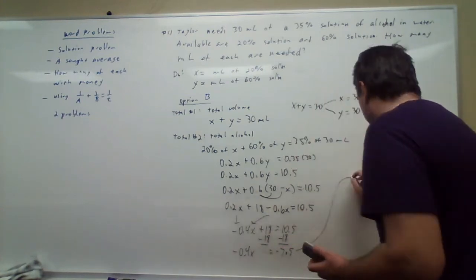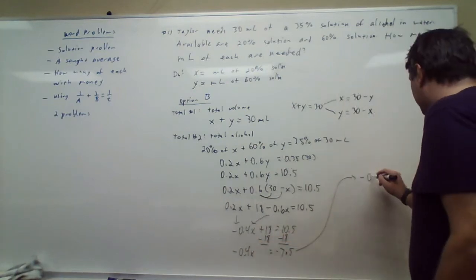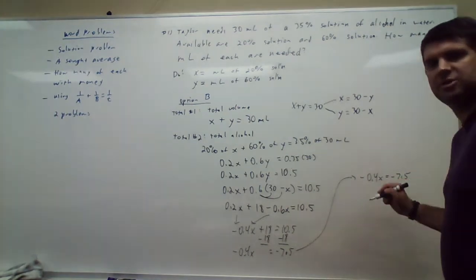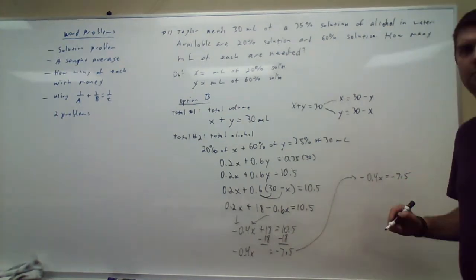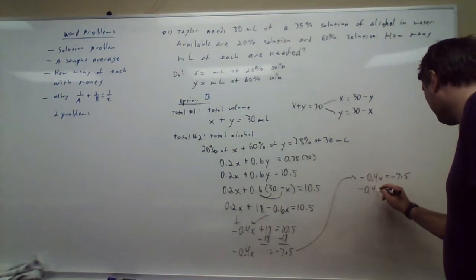Don't panic, okay? We got negatives on both sides. That will cancel. So I'm going to continue the problem over here, like so. And I'm going to divide off that negative 0.4.